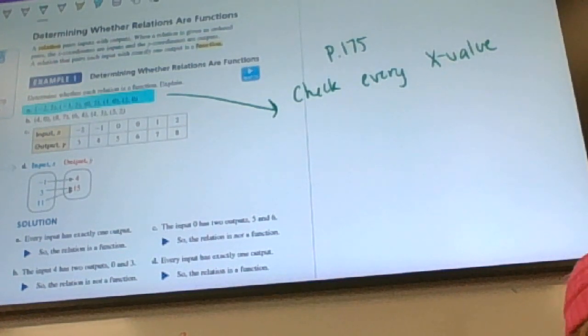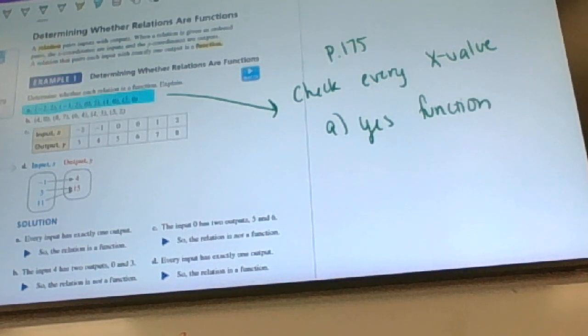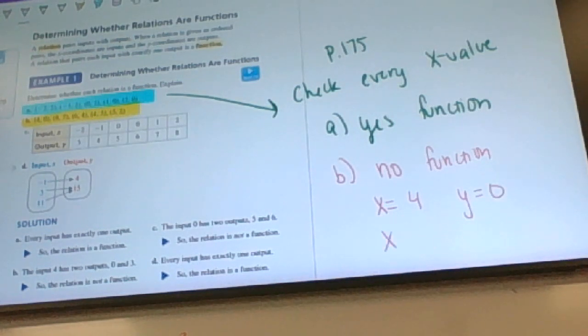How's it look? Yes, A is a function. I don't see x getting paired up with more than 1 y. What about letter B? Which x value ruins it for letter B? Letter B, no function. X equals 4 has y equals 0, and x equals 4 has y equals 3. That's a thumbs down, 4. What are you doing? Pick one. Don't do both. Pick one.